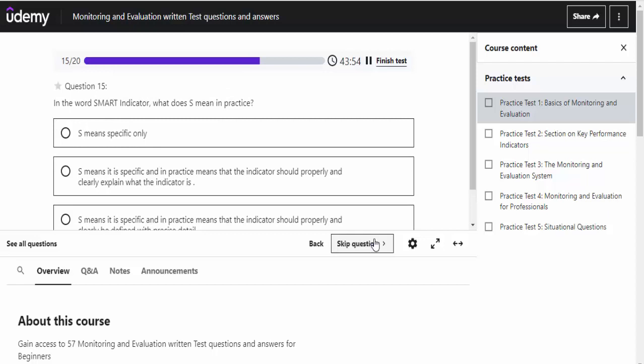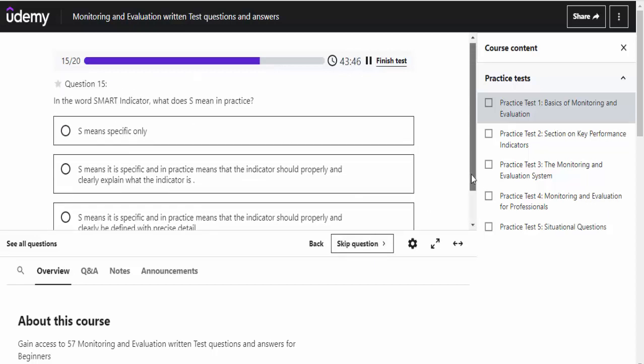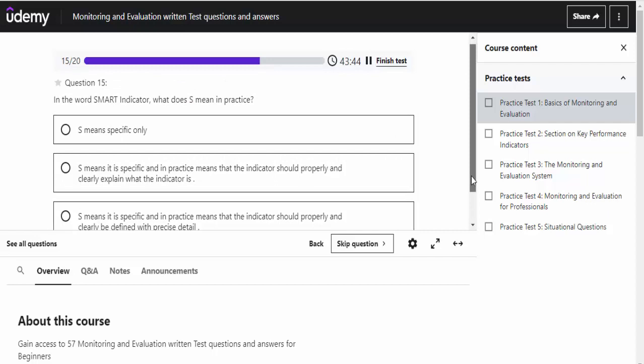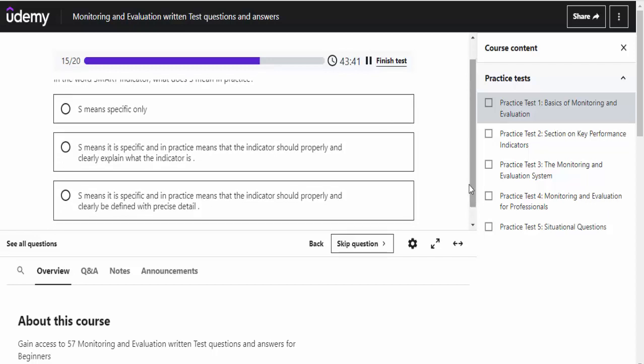In the word SMART indicator, what does S mean? So again, here you're looking for the best answer. S means specific only. No, it doesn't only mean that. S means it is specific, and in practice means that the indicator should properly and clearly be defined with precise detail. Yes, this is the correct answer.